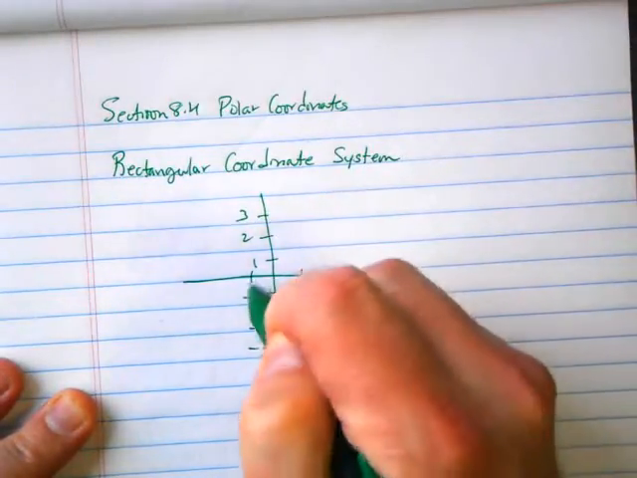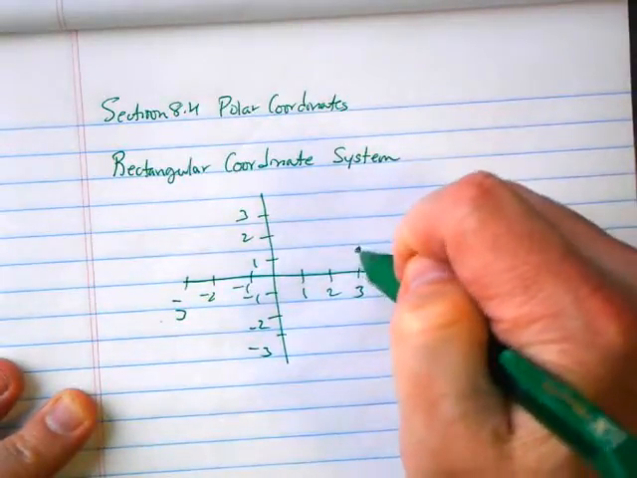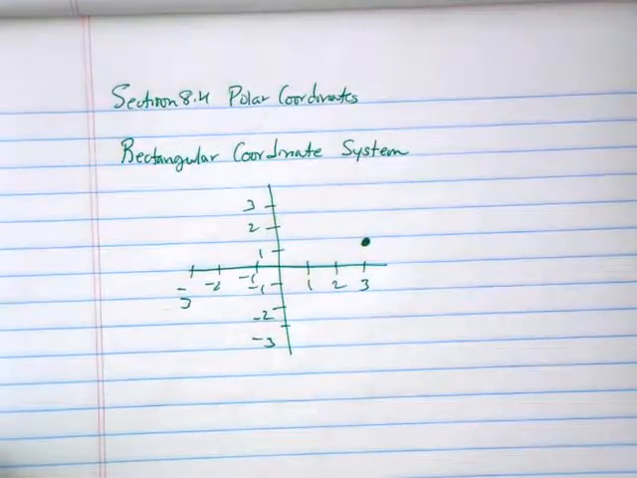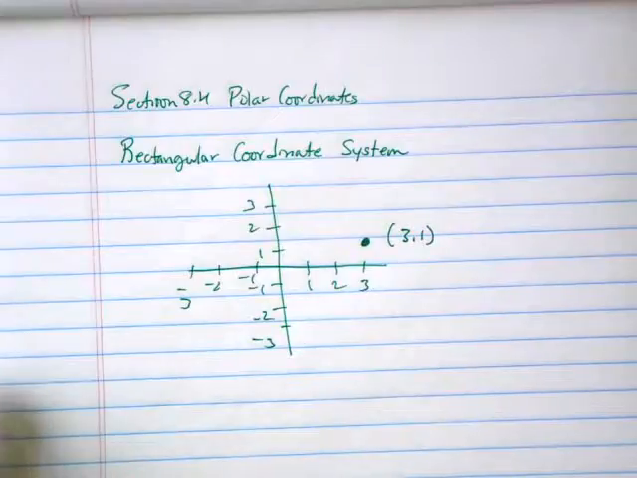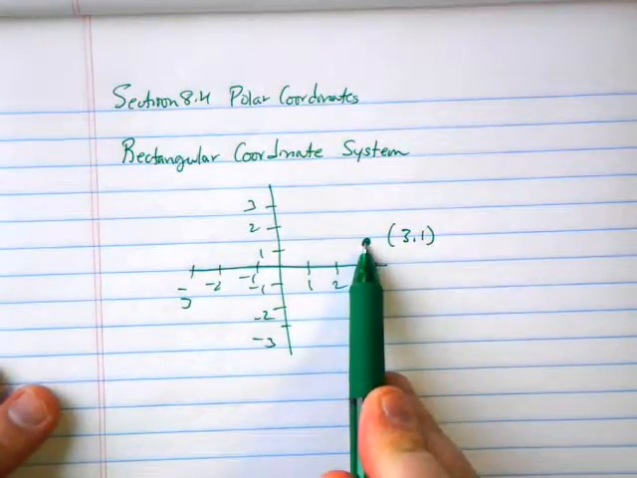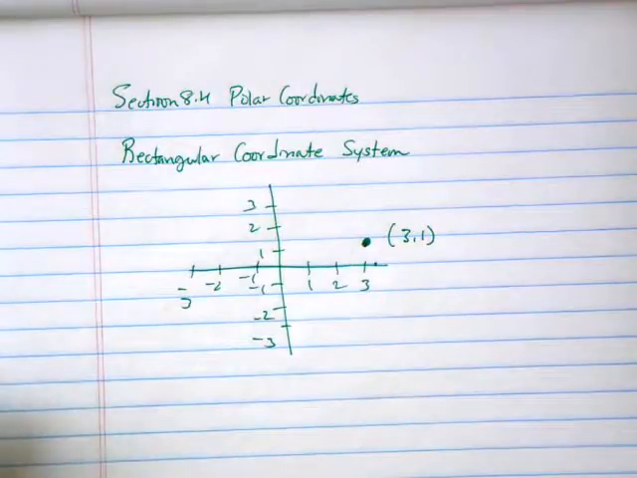So we would call that point, what would we call that? 3, 1. That would be 3, 1. Why do we call it 3, 1? That's how you were taught. That's right. You put the horizontal distance first, the x distance first, and you put the y distance second. 3, 1. That's called the rectangular coordinate system, and that's very nice for a lot of things, but it's not so good for other things.